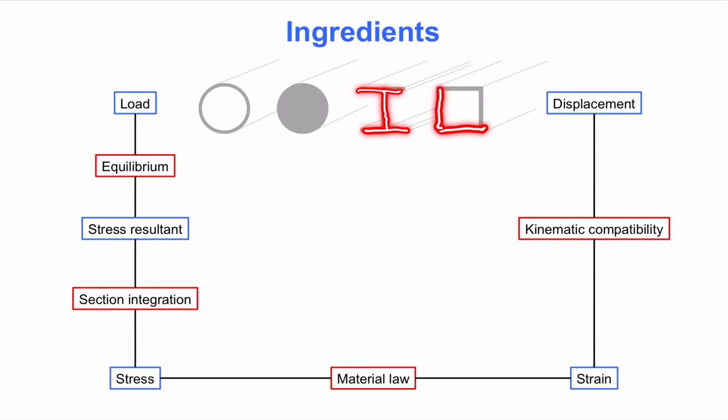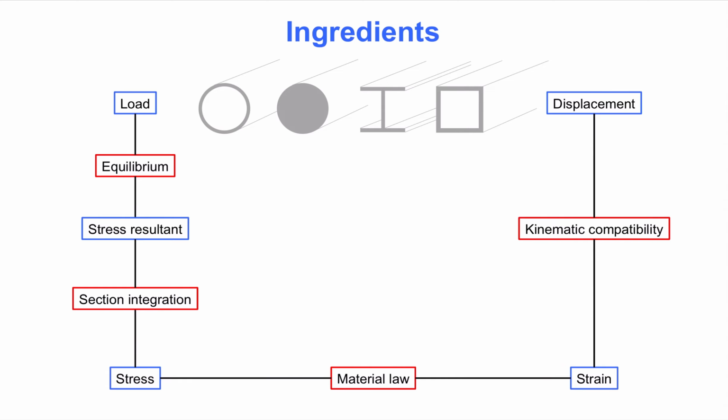As we do for any boundary value problem in solid mechanics, we will establish equilibrium, material law, and kinematic compatibility equations. However, notice that we will work with shear stress instead of axial stress in this video. That means the section integration equation entails the integration of shear stress over the cross-section. It also means that the strain is shear strain.